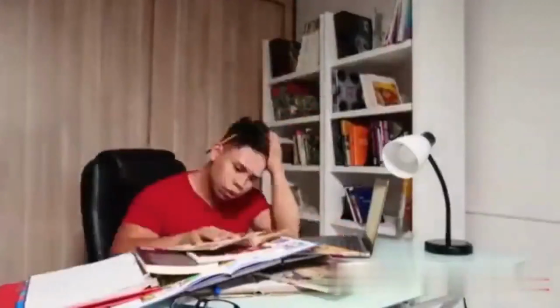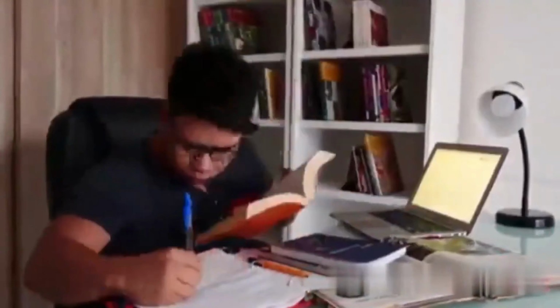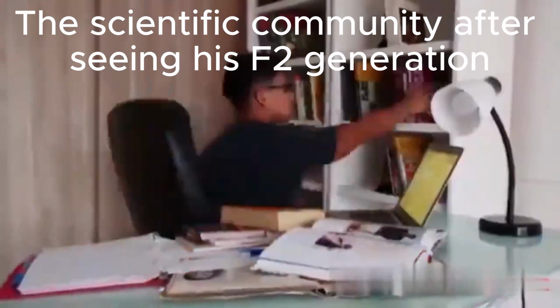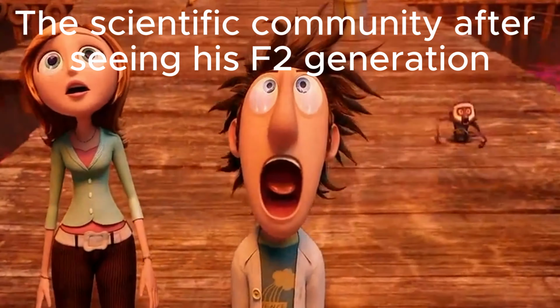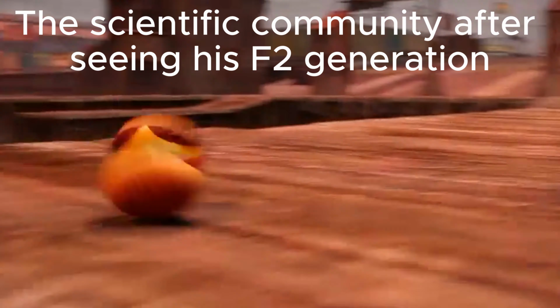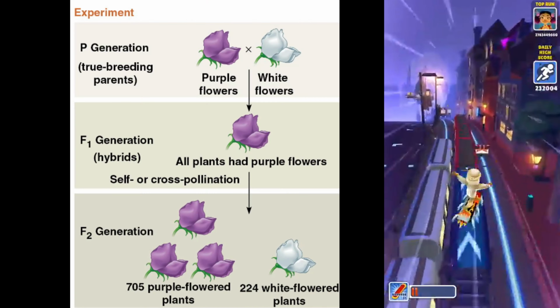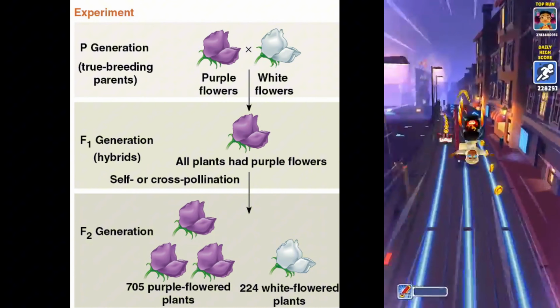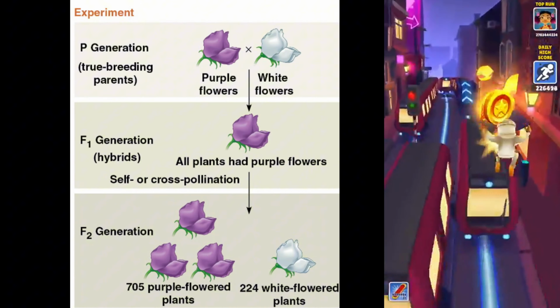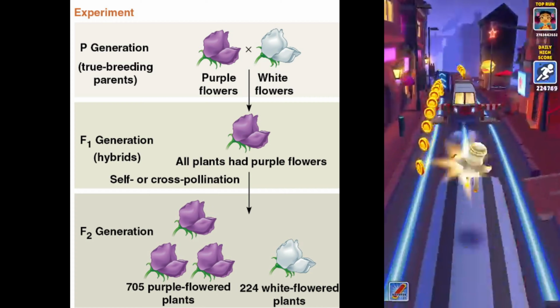Mendel didn't just accept this result, he delved deeper into the mystery. What he discovered changed the course of science forever. When he allowed the F1 plants to self-pollinate, something extraordinary happened in the F2 generation. Some of the plants had purple flowers, while some had white flowers. The ratio was about 3 purple flowers to 1 white flower.